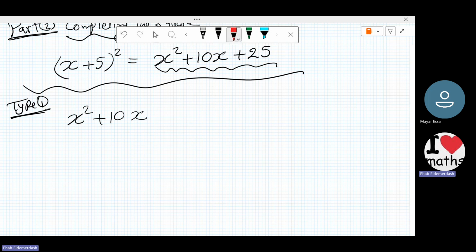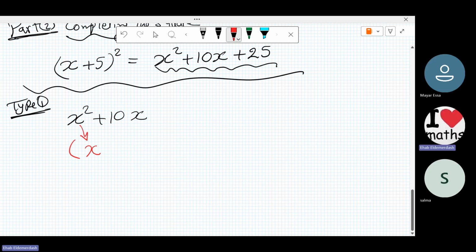All what you have to do in this case, take the square root of the first, which is x, have the coefficient, close the bracket square. Am I clear? انتوا فاهمين انا بعمل ايه ولا لا؟ انا عملت ايه دلوقتي؟ I took the first square root. I get the second part and I divided by 2. So it's 10 divided by 2 equal 5. And after that, I make it square, so x plus 5 all power 2.